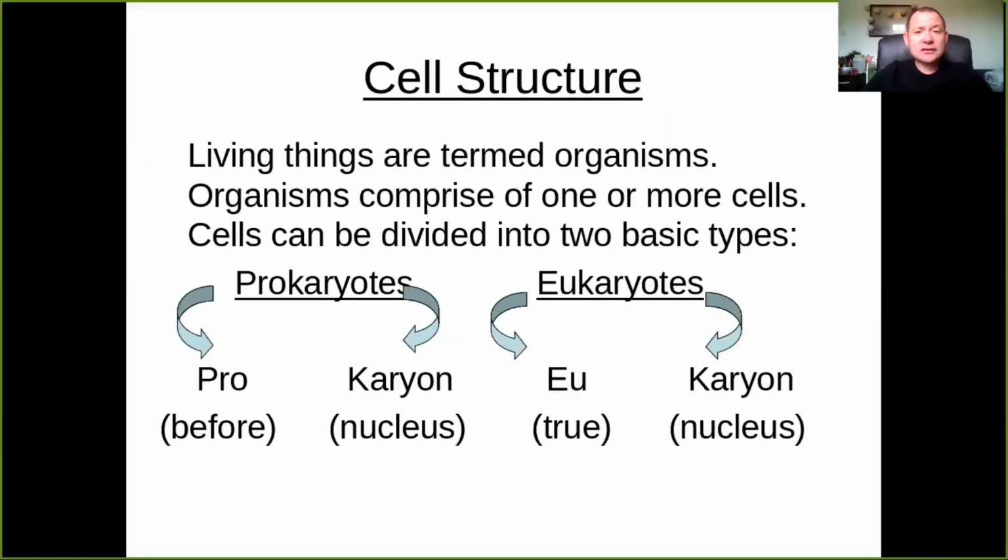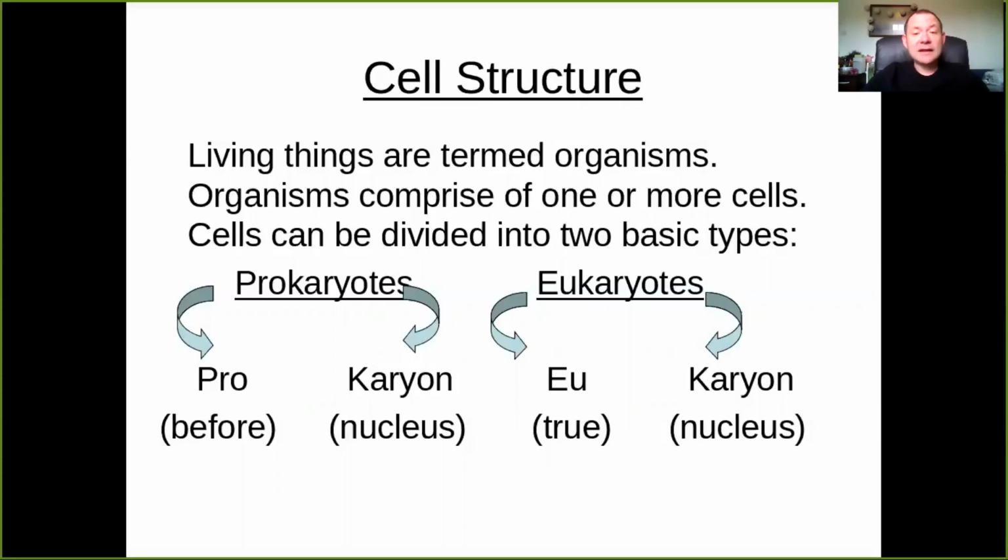So we're going to go through cell structure, and then we'll talk about the organelles of cells. The organelles of a cell are kind of like the organs of a body. They all have very specific functions, just like the organs of the body. So cell structure. Living things are termed organisms. Organisms comprise of one or more cells.